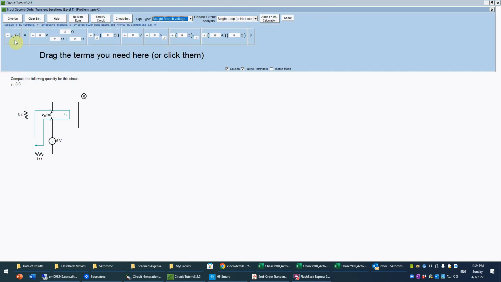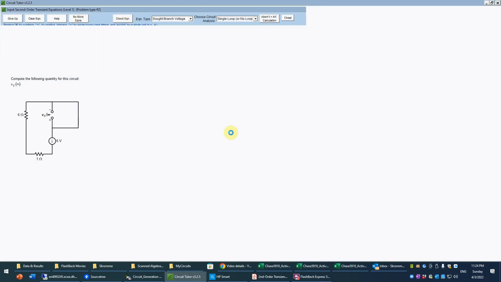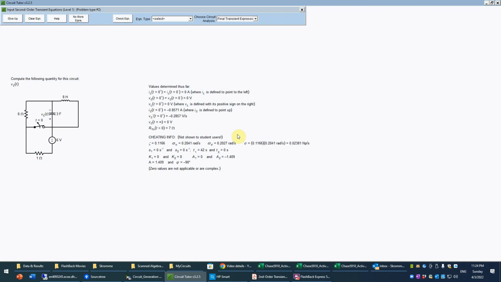I can enter the same value no matter what I select, really. The sought branch voltage, I'm just going to enter that as being 0 because it's shorted. So again, nothing complicated needed there. And we'll check that. And that's all there is to do. So we click no more equations. And it's going to think for a minute here. So now it's summarizing everything we've done.